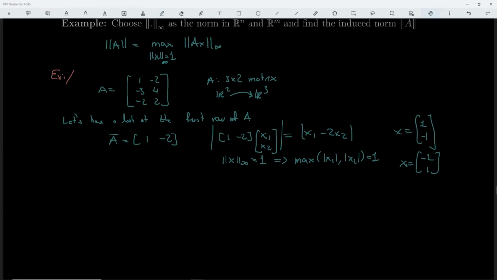So if I consider A bar and try to find the induced norm of A bar, by definition it is the maximum, among all the x vectors whose infinity norm equals 1, of the norm of A bar times x in the infinity norm, and that is equal to 3.